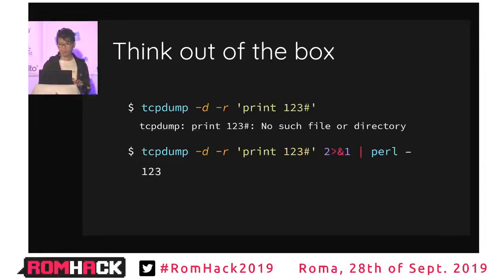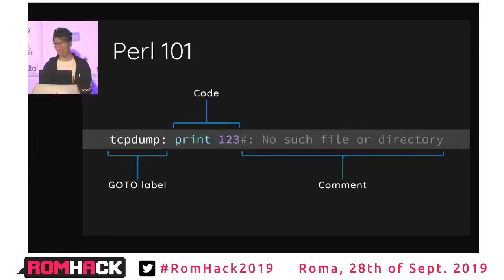However, when we try to use another file name such as print123 with a hashtag, we try to pipe the standard error into Perl again, and the magic happens. Perl prints out 123 without errors. Okay, Perl 101. Perl supports the goto label, so the tcpdump with a colon becomes a label in Perl. And we use the hashtag to comment out the rest of the path. So the standard error becomes valid Perl now.